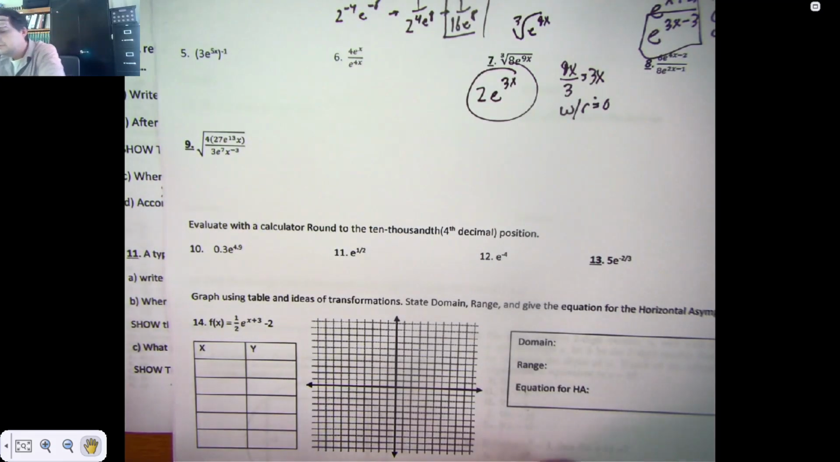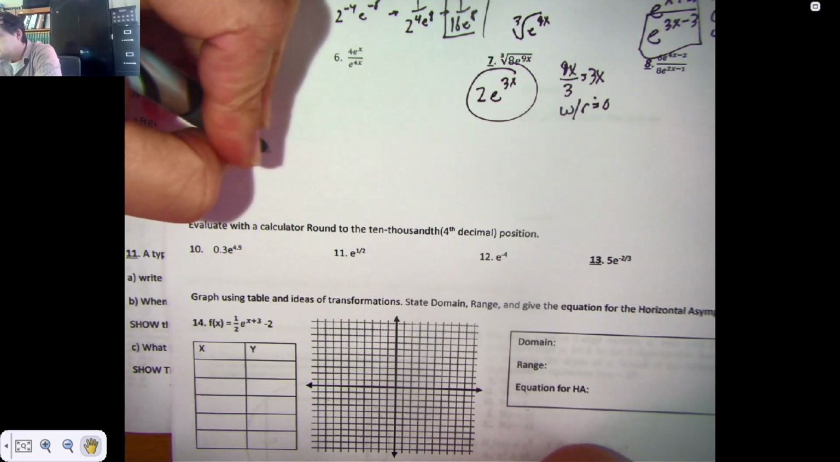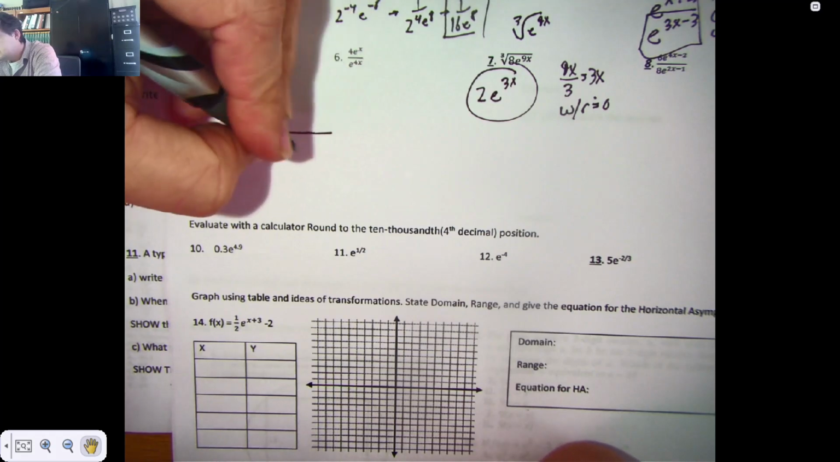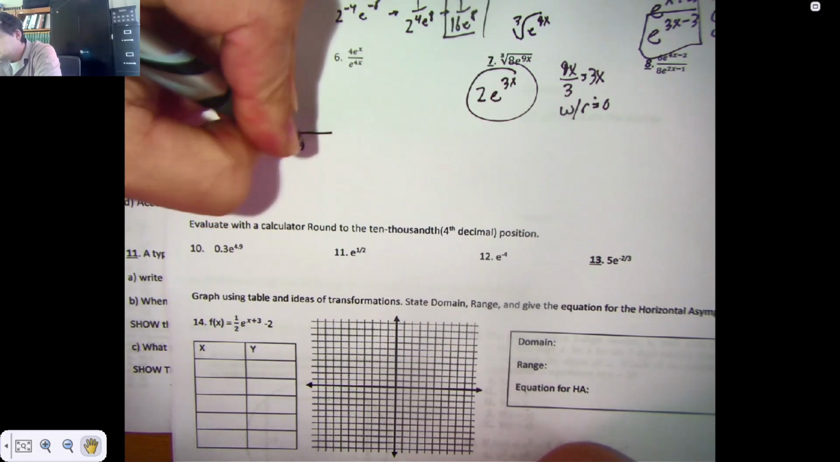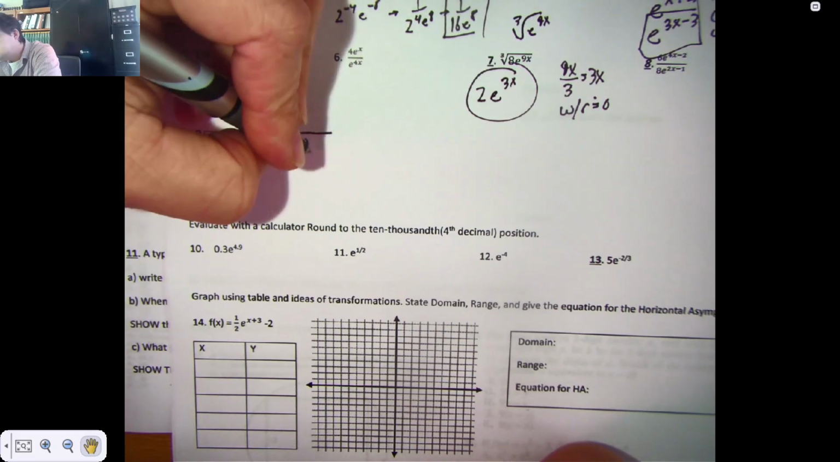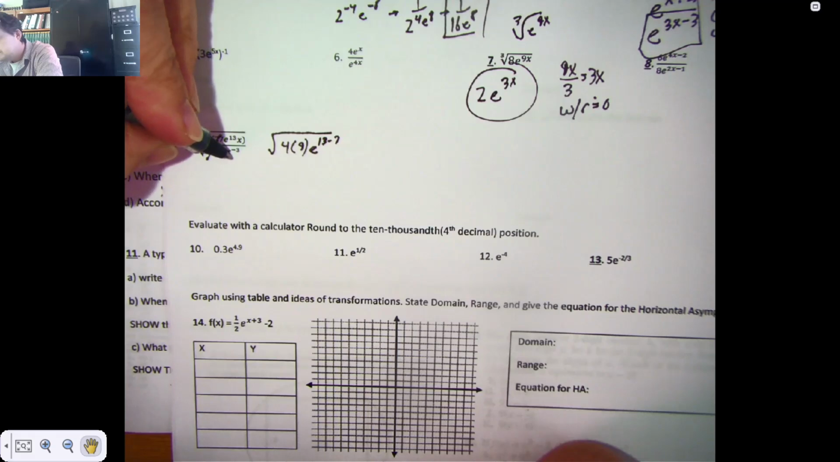Number 9 looks kind of funky. That is a square root, with an understood 2, of 4 times 27 e to the 13th x over 3 e to the 7th x to the negative 13th. So lots of stuff going on. I'm going to do some simplification here. 3 and 27 makes 9. I'm going to move that 7 up. So I'm going to do subtraction in the exponential space. I'm going to move this up too.